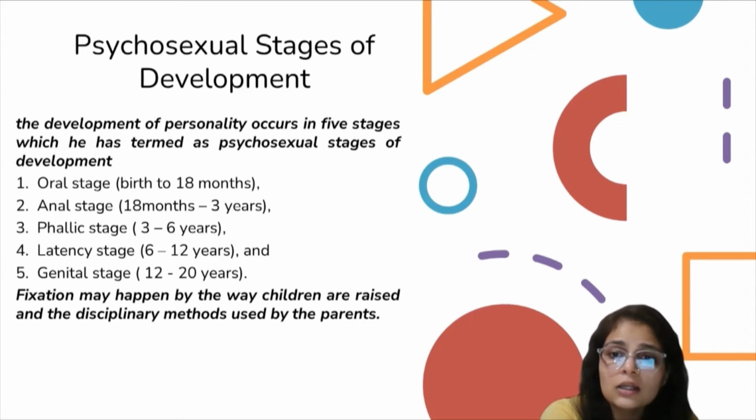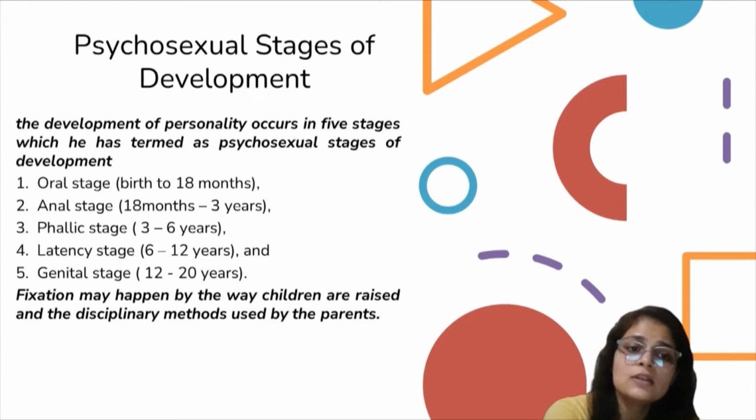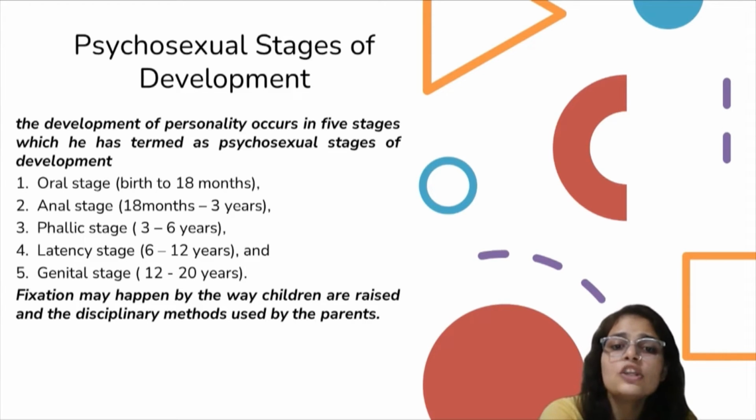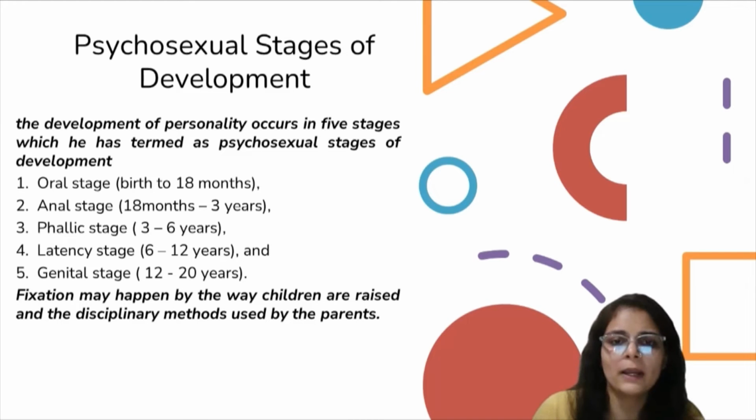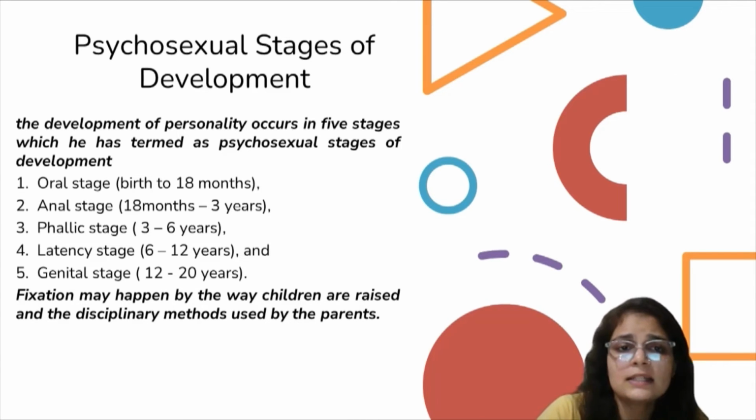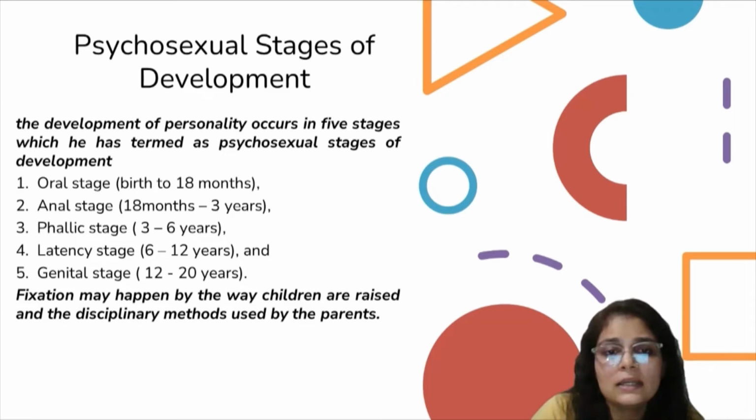Otherwise, a fixation occurs. If fixation occurs at this stage, the individual tends to have issues with dependencies, or problems resulting in oral fixation such as drinking, eating, smoking, or nail biting. The next stage is the anal stage, which ranges from 1 to 3 years. Here the erogenous zone is bowel and bladder control. In this stage, the main focus is on bladder and bowel movements, and toilet training occurs.